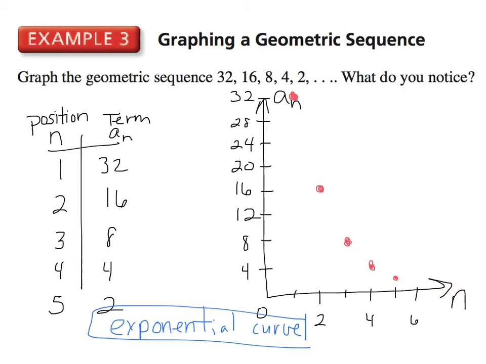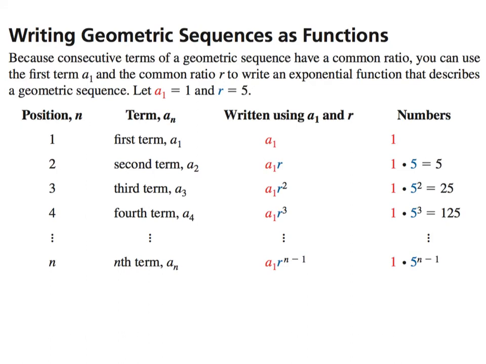So the asymptote, which you'll learn later, is going to be y equals 0, which is the x-axis. So it's this line. It's approaching y equals 0 the entire time. Now we're going to write geometric sequences as functions. We're writing them as functions.